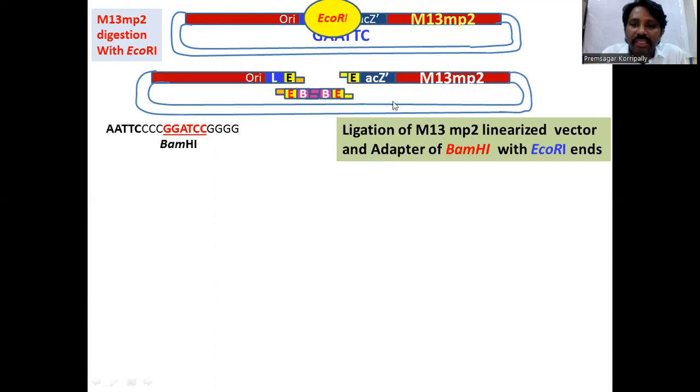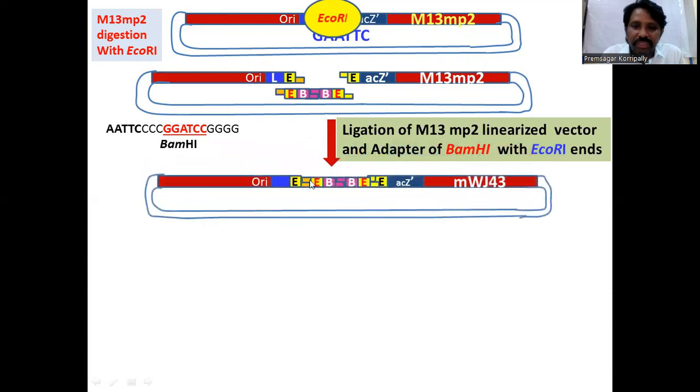The ligation mixture consisting of vector and inserts is transformed and screened for the vector with the EcoRI and BamHI restriction sites. When they screened the transformants, they got the vector with the EcoRI and BamHI sites. That vector is named MWJ43.